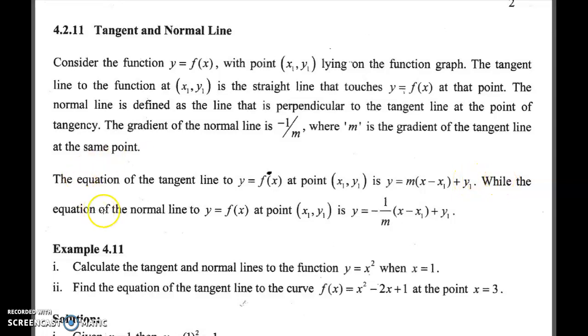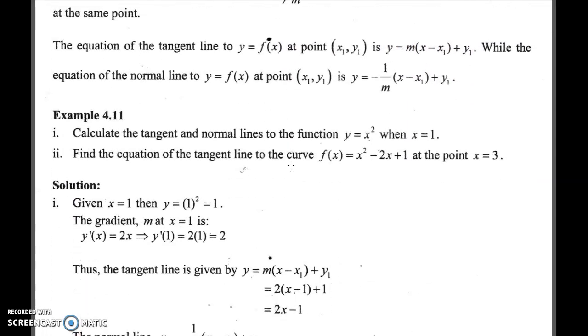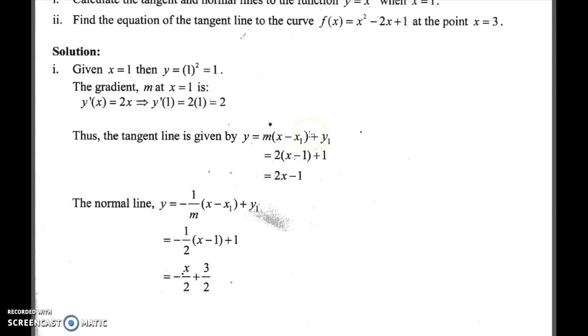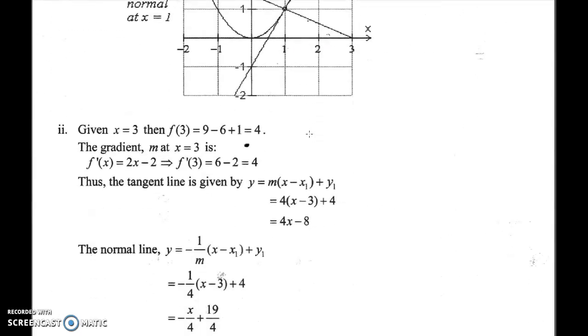And the equation of the normal line will be this. This is the line that is perpendicular to the tangent line, which means that it will have a position of 90 degrees from the tangent line. Okay, so let's try to just do the exercise.